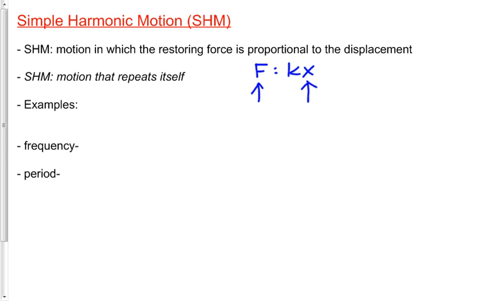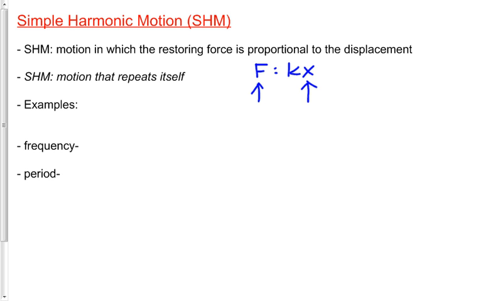Now, how does that manifest itself? If the force gets bigger as the displacement gets bigger, what usually ends up happening is the motion ends up repeating itself. When we let a spring go, it vibrates back and forth, motion that repeats itself. When we pull a pendulum back further and further, and then we let it go, what happens? Well, the pendulum goes back and forth. So motion in which the restoring force is proportional to the displacement usually manifests itself in motion that repeats itself, like a pendulum going back and forth, or like a spring vibrating back and forth.